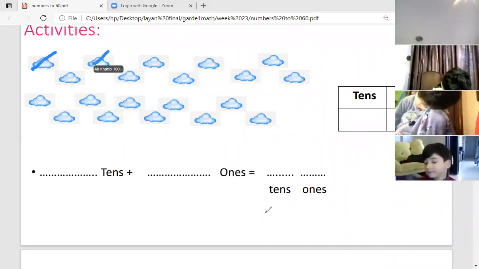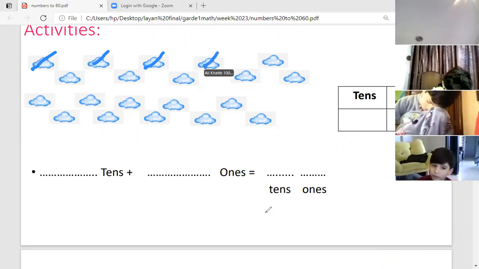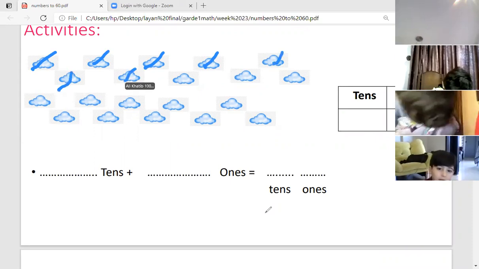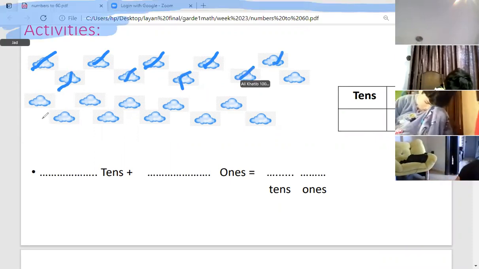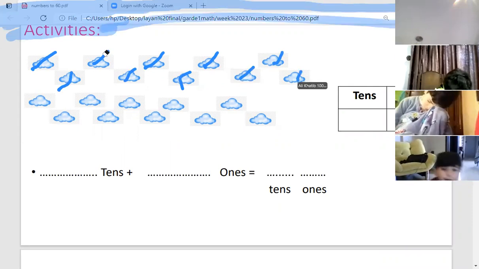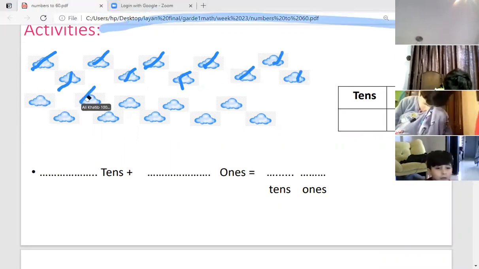Three, four, five, six, seven, eight, nine, ten, 11. Okay, Ali Khatib. Don't forget, you must circle each group of 10. Yeah, circle this group of 10. Yalla.